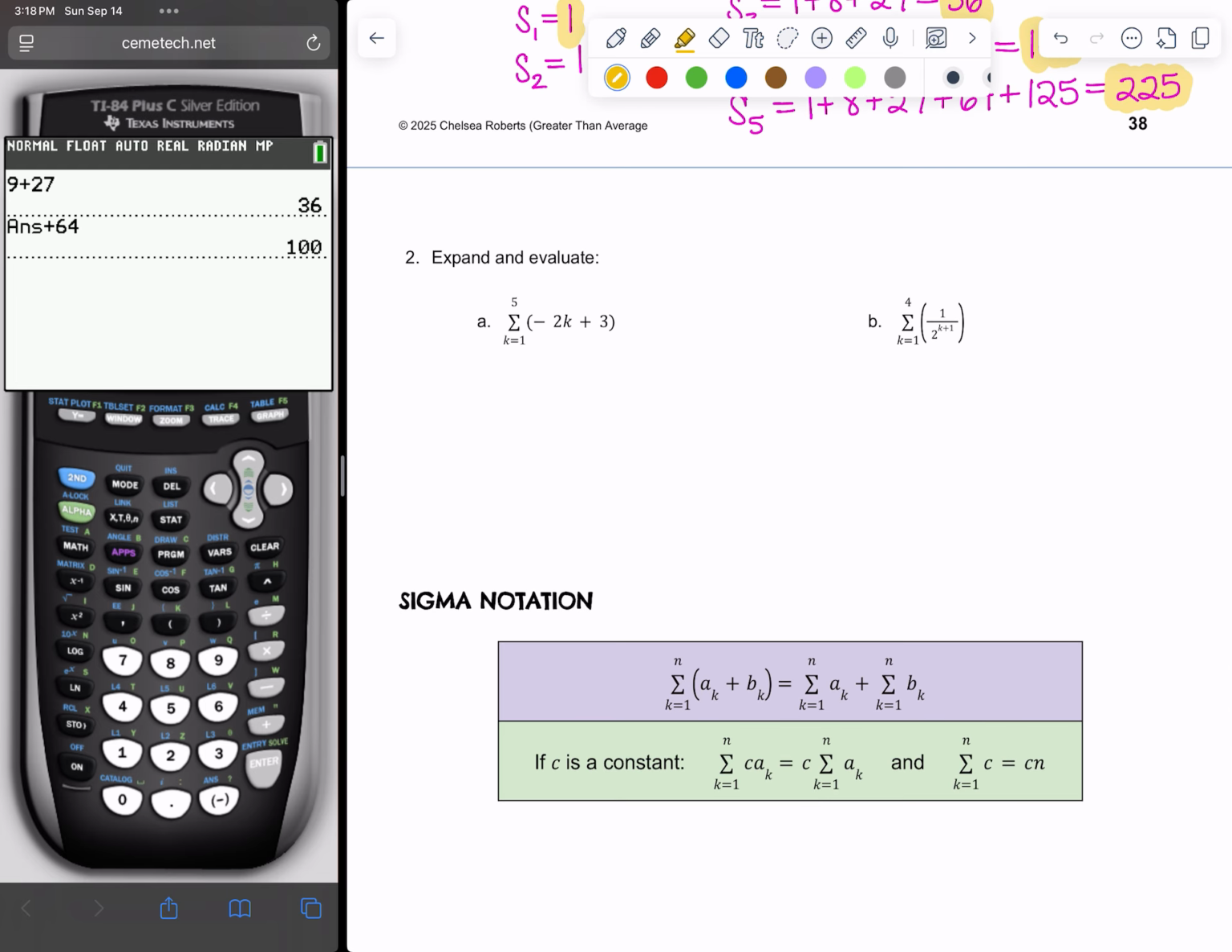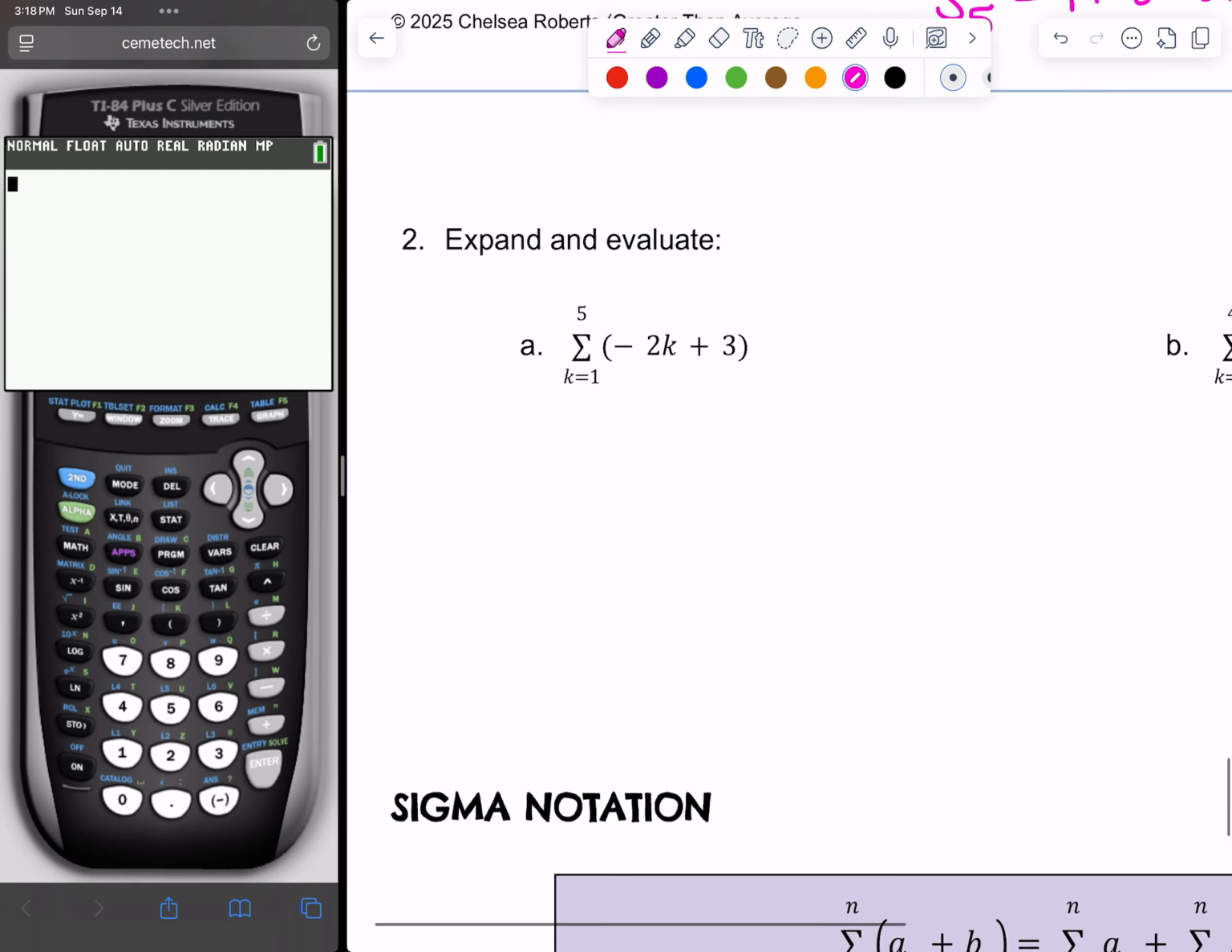So number 2 says expand and evaluate. So expand means that we want to find each individual term, and then we're going to simplify it and find the sum. So as we can see here, we should be evaluating. We're going from 1, 2, 3, 4, all the way up to 5.